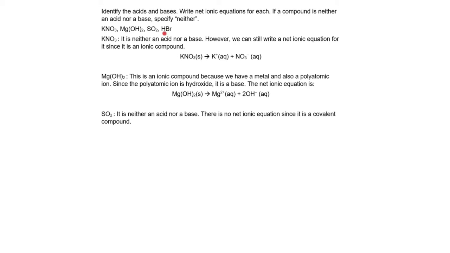Let's look at our last compound, HBr. No hydroxide, but yes, there is a proton we can donate. So this is an acid. The name of this compound actually is hydrobromic acid. The net ionic equation is right here.